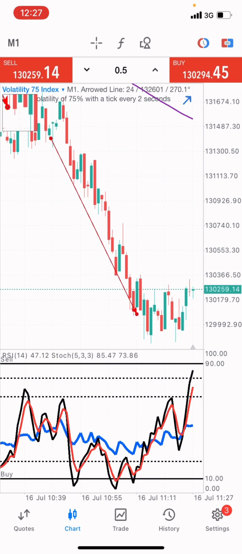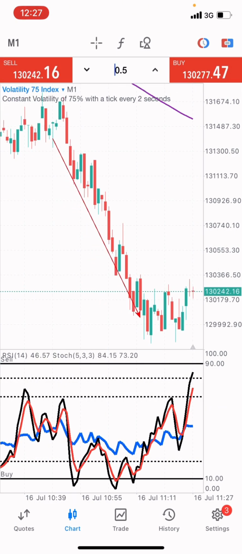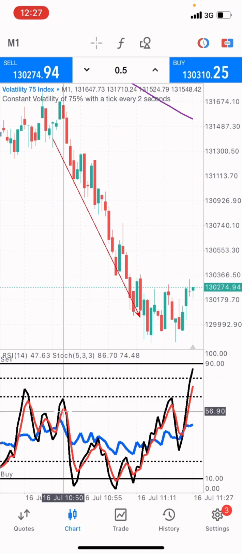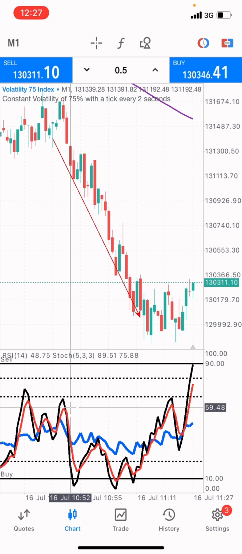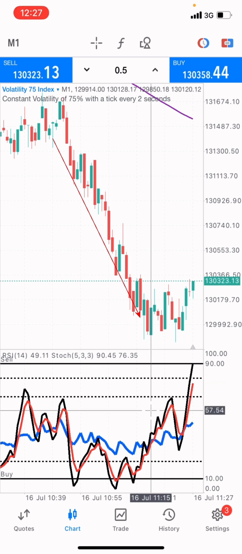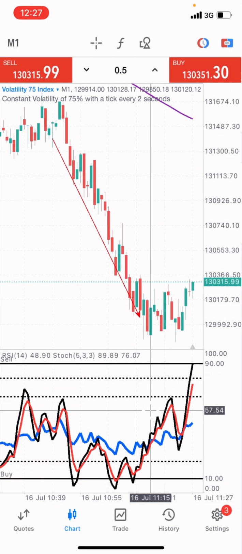here. From this point above, from here, the right hand side, the market began to sell. So you can see how perfect this strategy is.